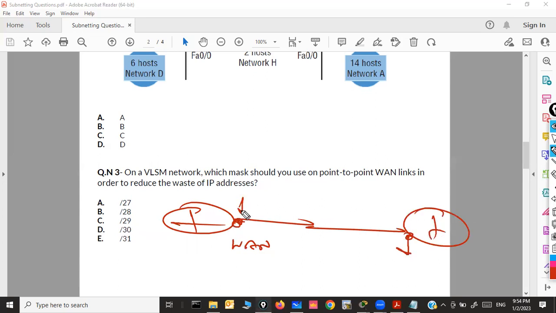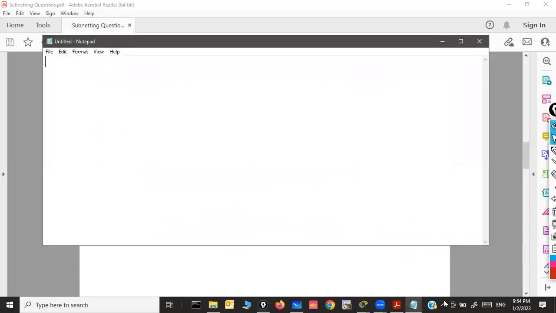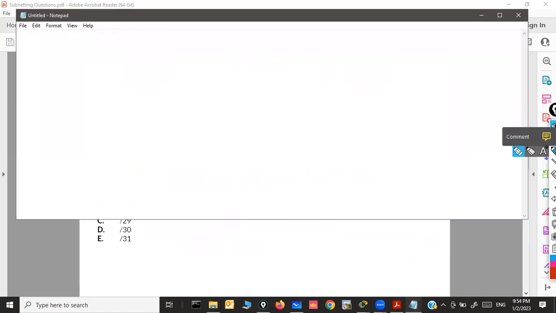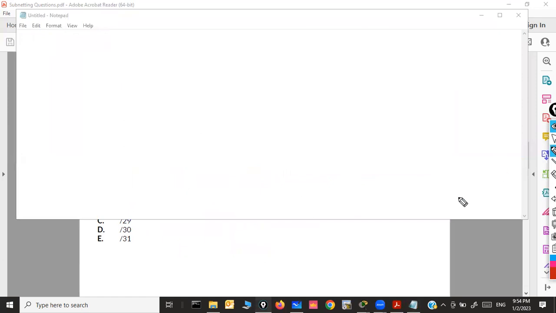And I will show you how this computation is done, and quickly show you that computation also, so that you can understand this better, the third question in fact. However, the answer is correct, /30 is absolutely right.